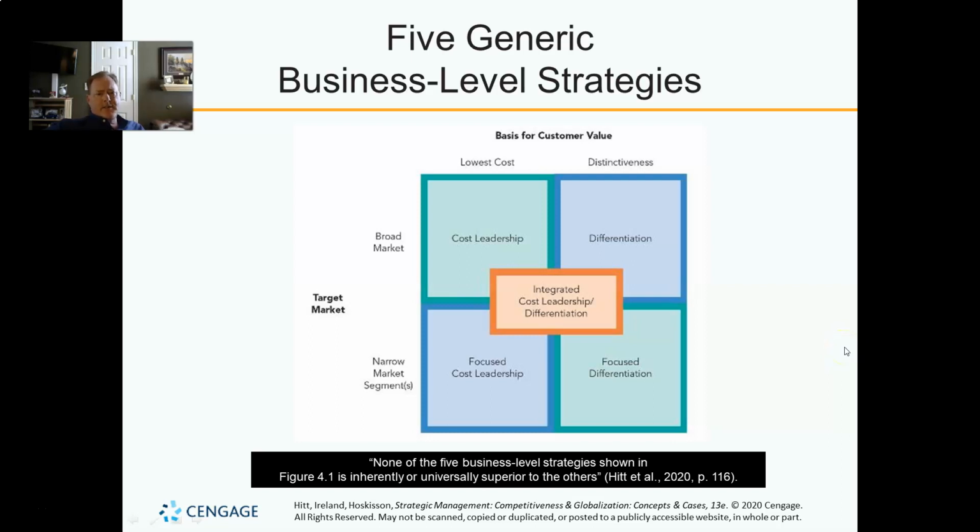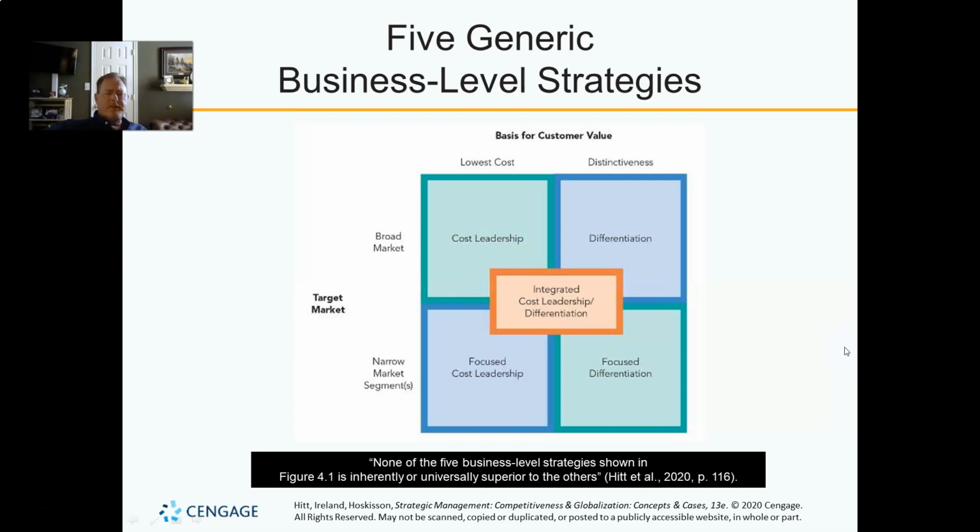Alright, so as promised, this video is going to be about cost leadership. Despite the fact that the textbook shows cost leadership as one of four quadrants in their five generic strategies, and I'll talk to you about the fifth one later, really what they're showing is that for a cost leadership strategy to work, you need to have the lowest costs in the industry, and you need to have the broadest market in the industry.